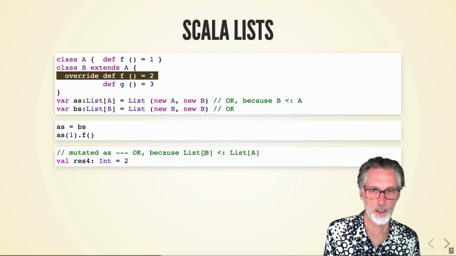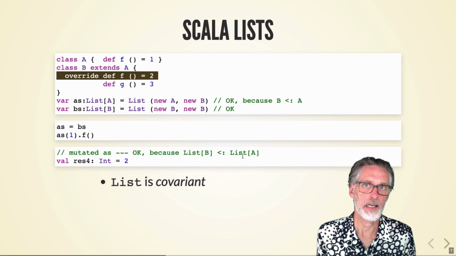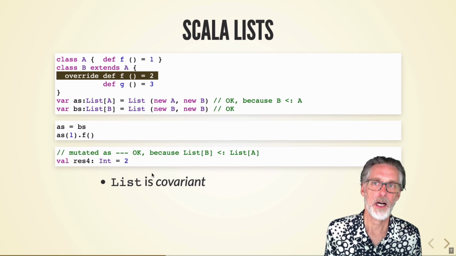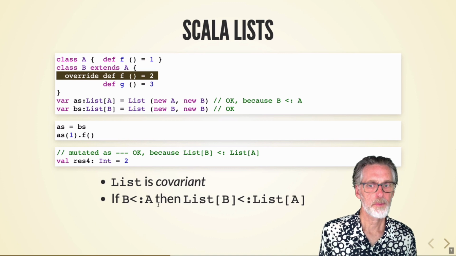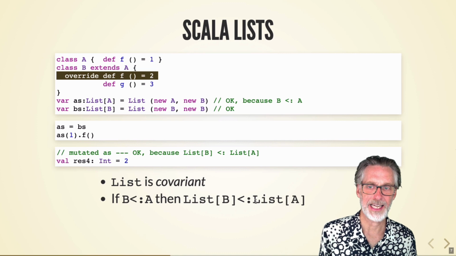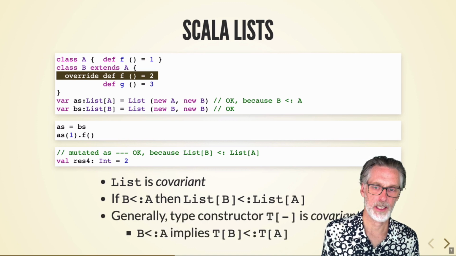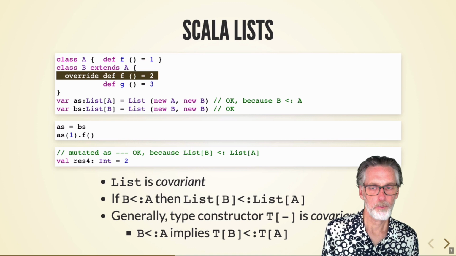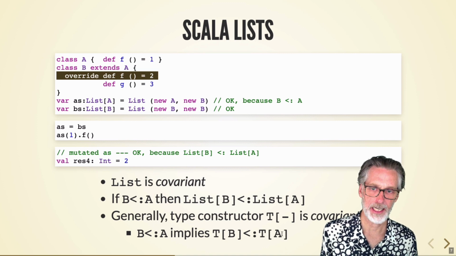Every bird is an animal. Therefore, when I access the list, I'm getting out birds. Those are animals. It's all fine. We say that the list operator is covariant. That means that if B is a subtype of A, then List[B] is a subtype of List[A]. In general, we'll say that a type constructor T is covariant if whenever B is a subtype of A, we know that T[B] is also a subtype of T[A].